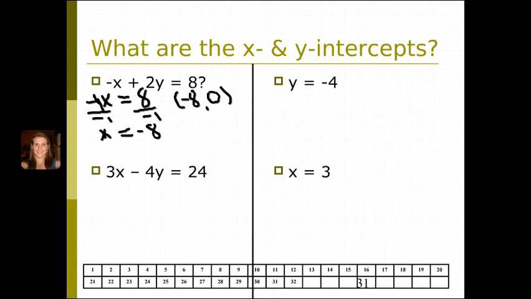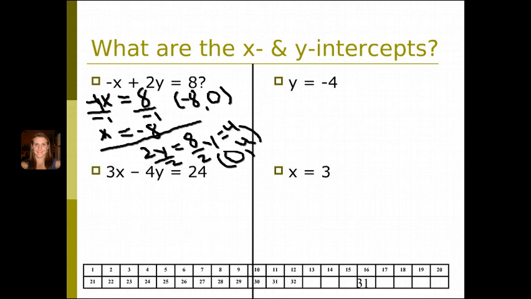To do y, I would then do 2y equals 8. Solve for y, I would get 4. And so my y-intercept is (0, 4). Remember, your 0 is always going to go in the opposite place of your intercept. So when you're trying to solve for the x-intercept, your 0 goes for y. When you're solving for the y-intercept, your 0 goes for x.